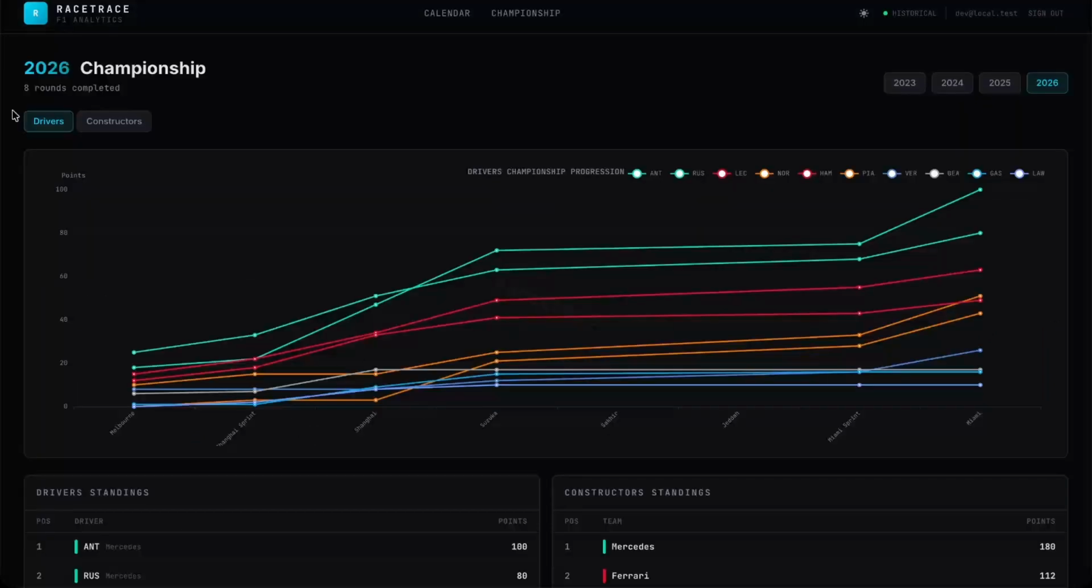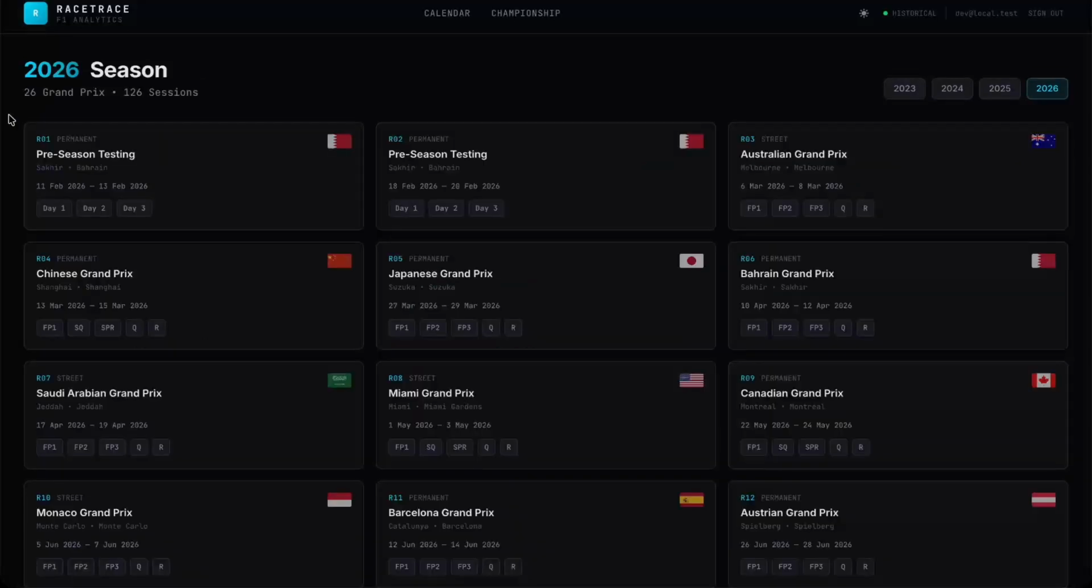We can also look at the tail of the championship, both the drivers and the constructors, as the season progresses. This has been an introduction to the Racetrace platform, where I've shown the features and the analysis that you can do.